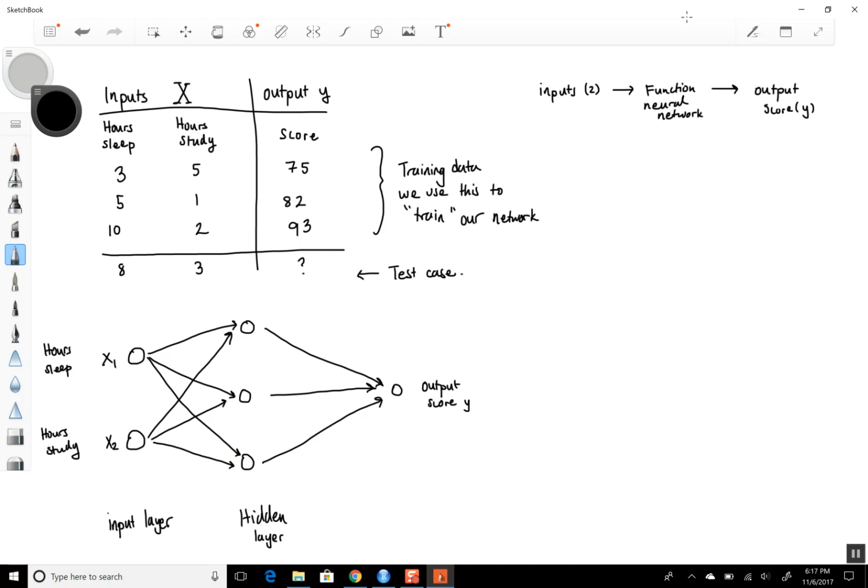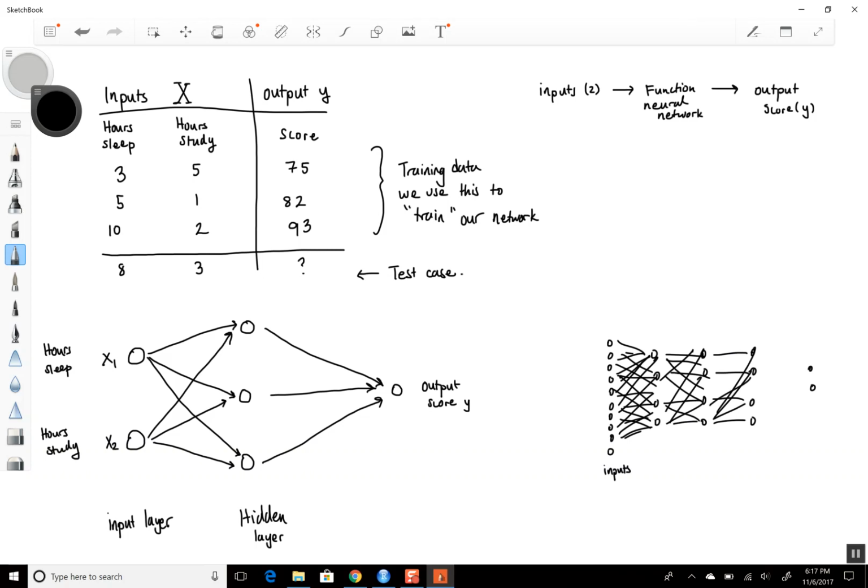You can definitely make your networks much more complicated. Depending on how many inputs you have, you could have many inputs, and you could have several hidden layers before you get to some output layer. Basically all of these things are connected, and same with this, every single one is connected. And if you have many layers, we might call this deep learning.